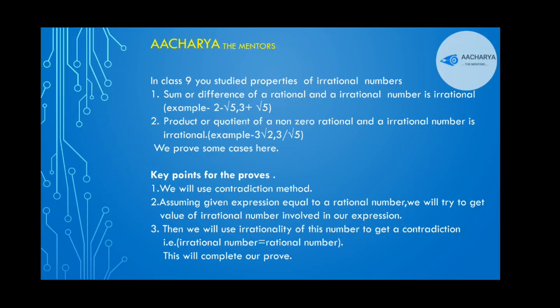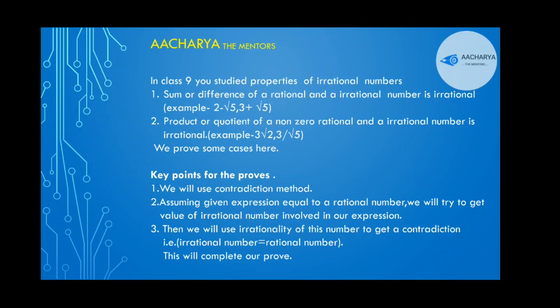So if 2 minus square root 5 is given to you, then you have to solve for square root 5 and find out the value of square root 5, what will you get. And third, we will use the irrationality of this number to get a contradiction. In this type of question, the one thing that you know is that the given irrational number is irrational, you can use this in your proof.